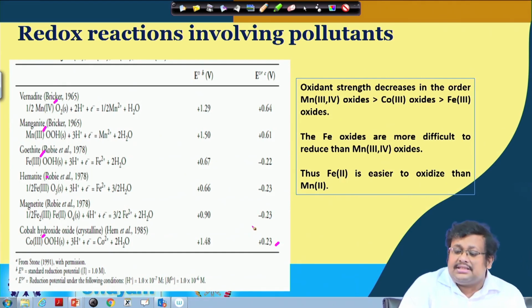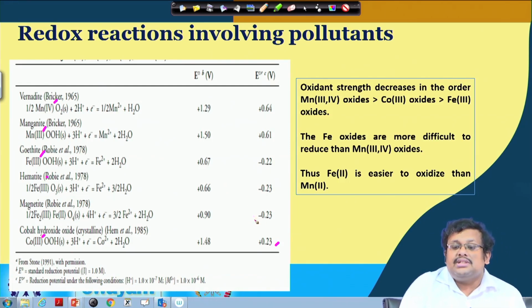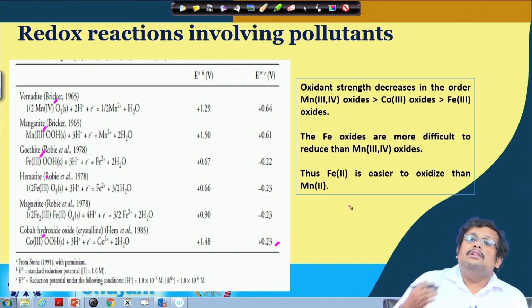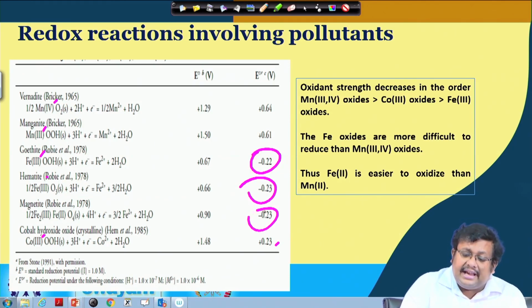Now, these iron oxides are more difficult to reduce than Mn3 and Mn4 species. Since Mn3 and Mn4 have positive potentials, they are always easy to reduce. However, in case of iron oxides, they already have negative redox potential, so their tendency to get reduced is always low. Thus, Fe2+ is easier to oxidize than Mn2+. Obviously, the species which is less likely to get reduced will tend towards getting oxidized, because, as you can see, they have negative redox potential.